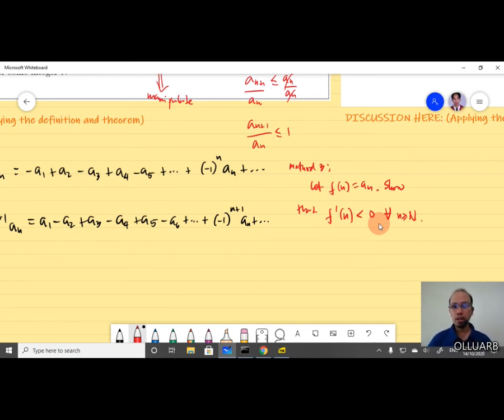There are three methods that you can choose to show that the sequence is decreasing. That's how you are going to use the alternating series test. Okay, so let's have our first example.